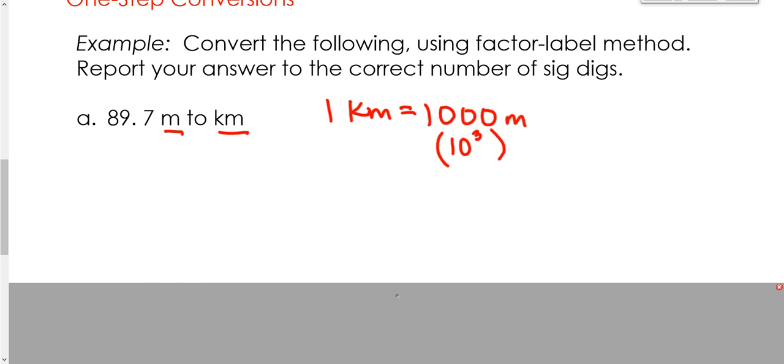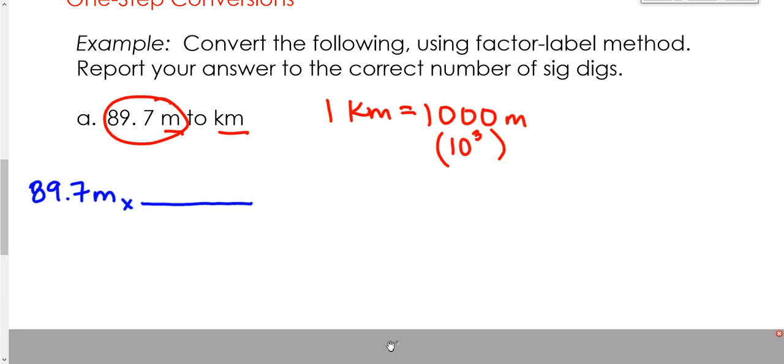All right, so setting it up. Always start with the number and unit you're given. So I'm going to write 89.7 meters, number and unit. And I'm going to multiply and then draw my line for my fraction. Now, some students like to set it up in a little different way, something like this, where they have a full horizontal line and then a vertical one. You can do this, just this multiplier right here.